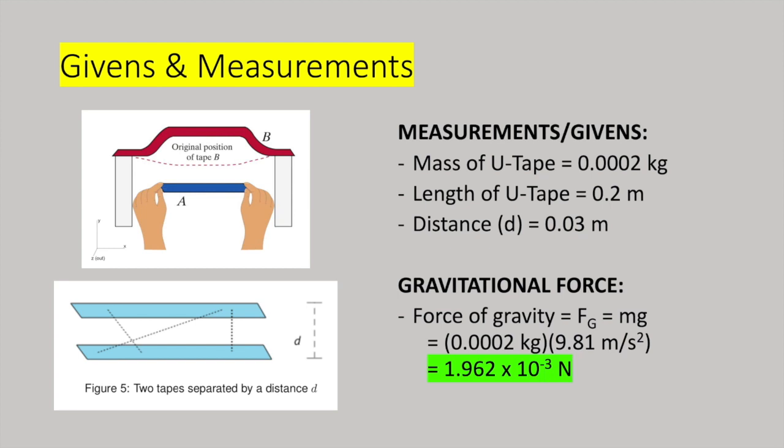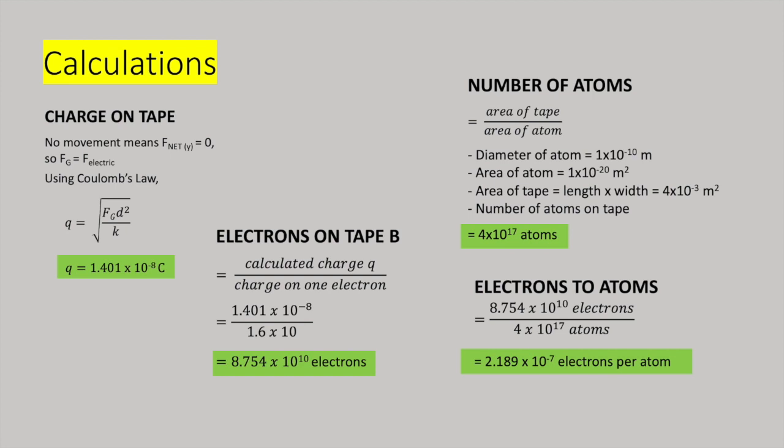To perform my calculations, I began by finding the charge on the tape. Because the system is in equilibrium, the net force in the y direction is 0. This means that the gravitational force pulling the tape down is equal to the electric force pulling the tape up. By rearranging Coulomb's law, I found that the charge on the tape was 1.401 times 10 to the negative 8 coulombs. Next, I calculated the number of electrons on the top tape B.